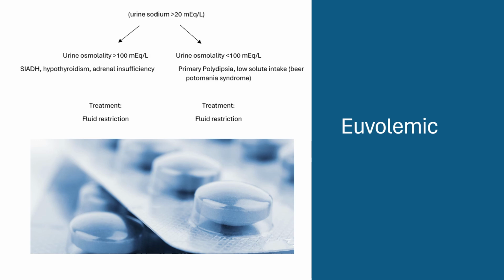Treatment includes fluid restriction. When the urine osmolality is less than 100, this is often seen with primary polydipsia, low salt intake states, such as beer potomania syndrome. Treatment and management includes fluid restriction.